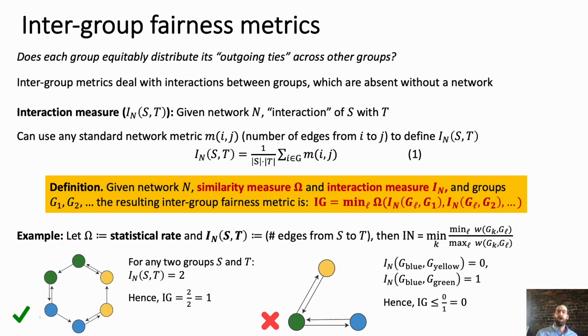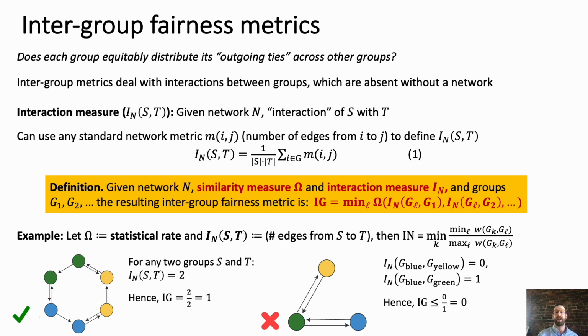The underlying network also specifies how different groups interact with each other. In several contexts, bias can manifest in how individuals in one group interact with those in other groups. Intergroup fairness metrics capture these biases. Unlike intra-network metrics, intergroup metrics do not have a natural non-network analog. This is because intergroup metrics deal with interactions between groups, which are absent without a network.